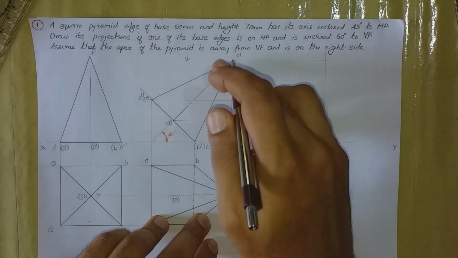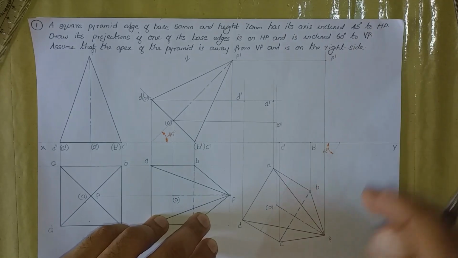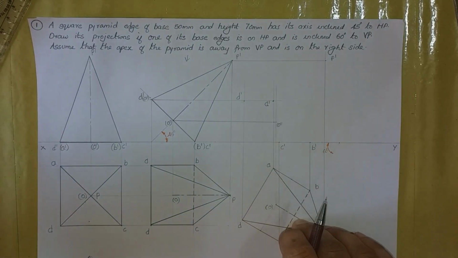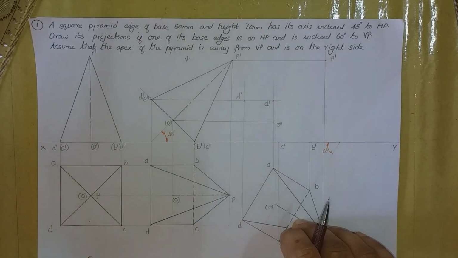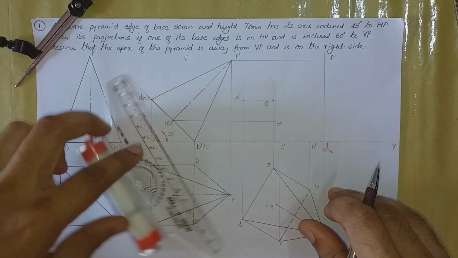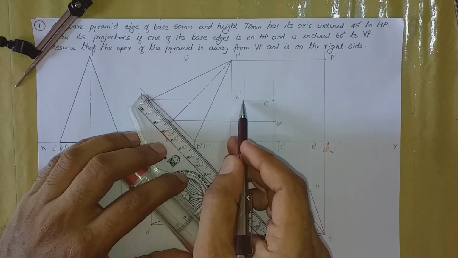Again the apex P dash. Okay, so we have got all the points in the front view, and the next step is drawing the outline connecting the various points that we have obtained in the front view. We shall start it from the extreme left. On the extreme left we are having point D.